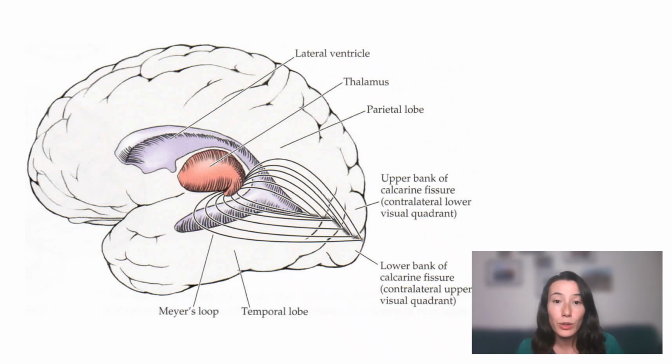The reason this is important to know is that the superior and inferior radiation have different jobs. The superior optic radiation provides information about the inferior portion of our visual field, while the inferior optic radiation, aka the Meyer's loop, provides information of the superior field.